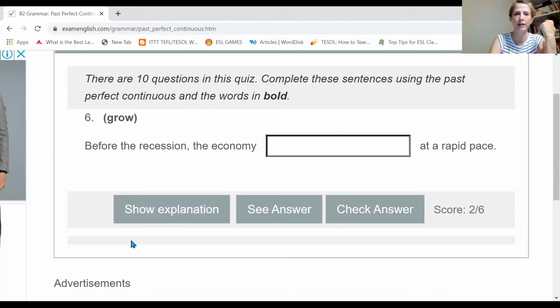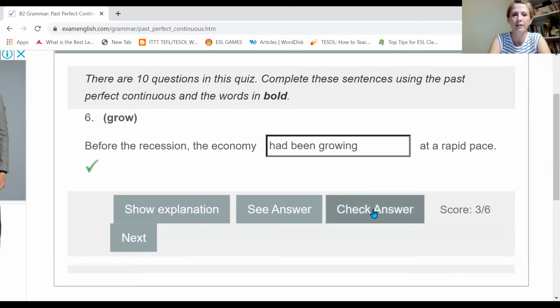Let's do the next one, and it will be the last. Before the recession, the economy, yes, had been growing. Thanks for the answer. Let's check it. Okay, good.